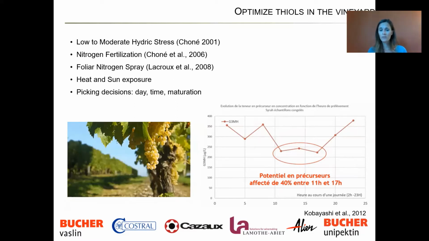On your screen, there is a study that shows how the concentration of the 3-MH precursor in the grape moves along the day. You can see that from 11 a.m. to 5 p.m., the precursors are at their lowest, so there is a lower concentration. So you do want to pick at night, early morning, or very late in the afternoon to really optimize and increase the concentration of these thiolic compounds, which also means when it's cooler and when they don't have direct sun exposure.